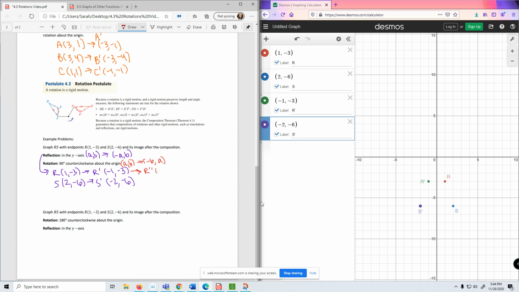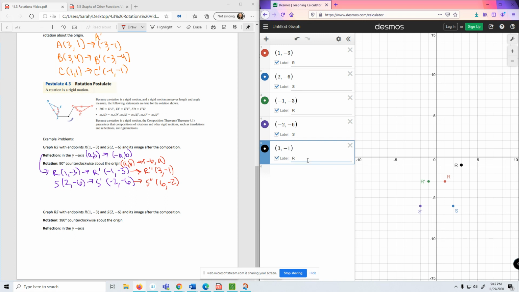So R double prime, I'm going to put my y-coordinate first and then change the sign. So negative 3 becomes positive 3, and then the x-coordinate stays negative 1. S double prime, I'm going to put that y-coordinate first. Negative 6 will become positive 6. Then our x-coordinate, negative 2, stays the same. It just becomes the y-coordinate. So now let's plot those. 3, negative 1. Label that, since it's after the second transformation, R double prime. And then same idea with S double prime.